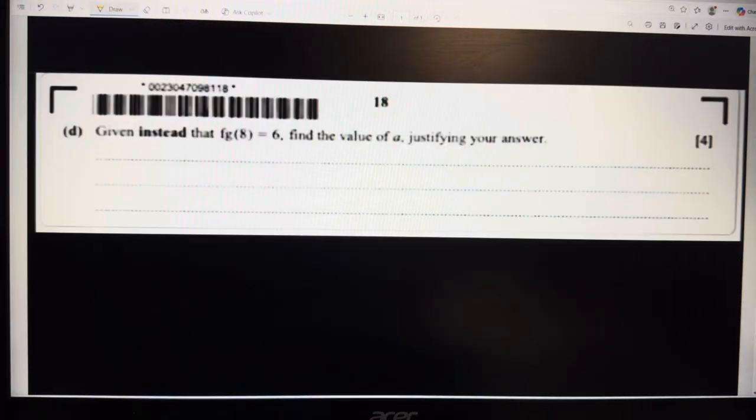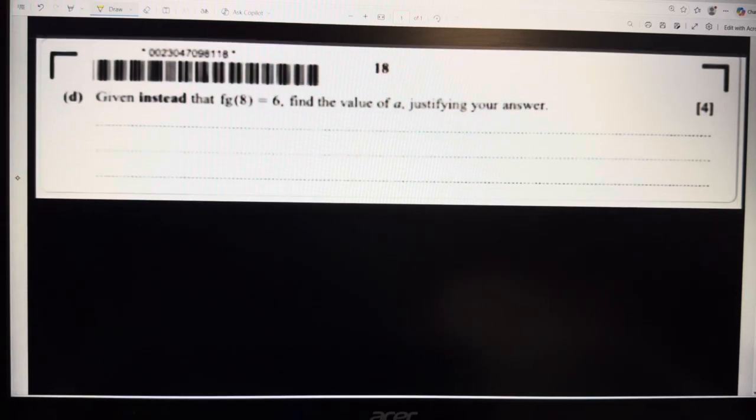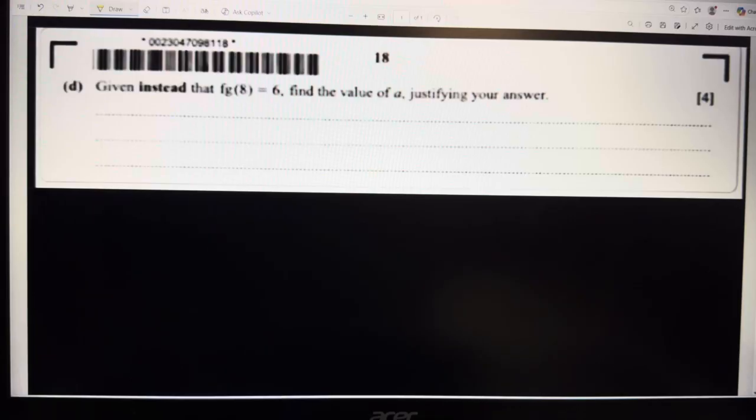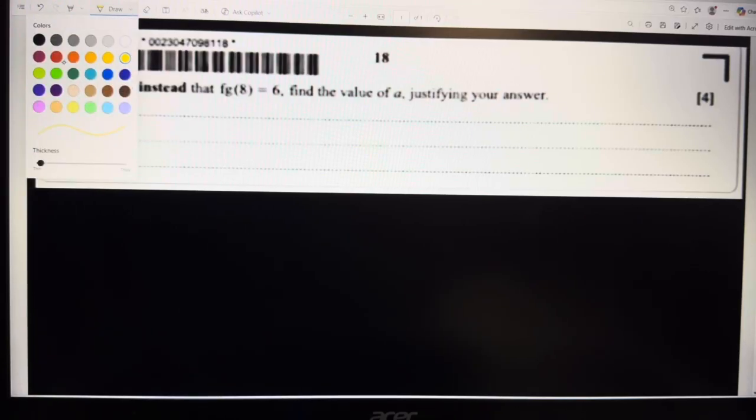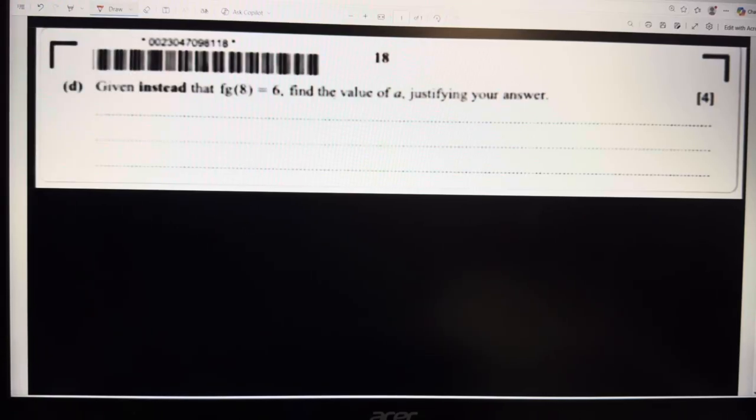Now next part, given instead that g(a) is equal to 6, find the value of a, justifying your answer. Before even the question starts, we can see that it says find the value of a, justifying your answer.